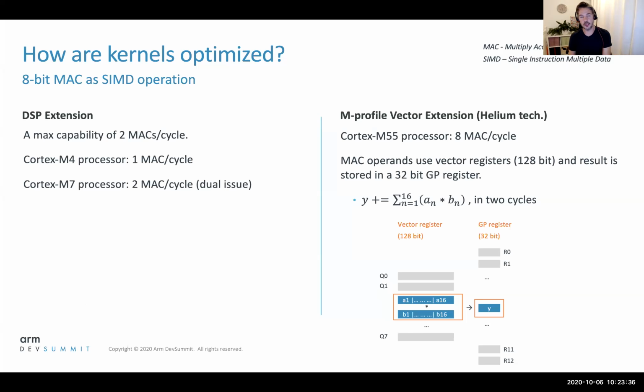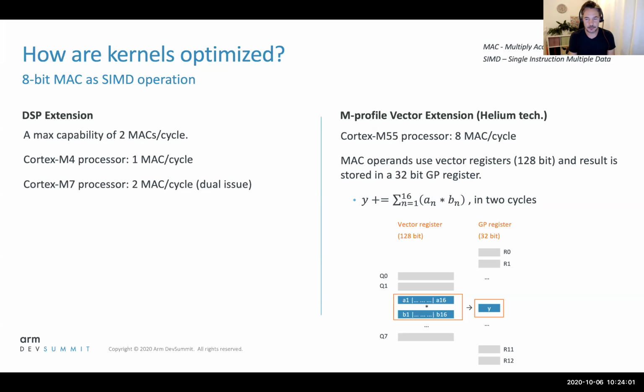Now, if we look at the Cortex M55, which I mentioned before, it can do up to 8 MACs per cycle. And it does so utilizing the M-profile Vector Extension, or Helium technology. And how that works, I've attempted to illustrate in this slide.